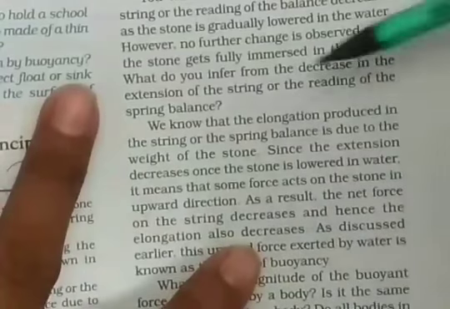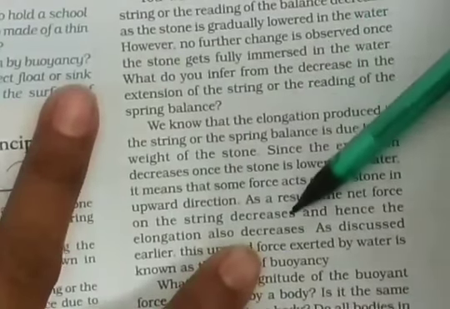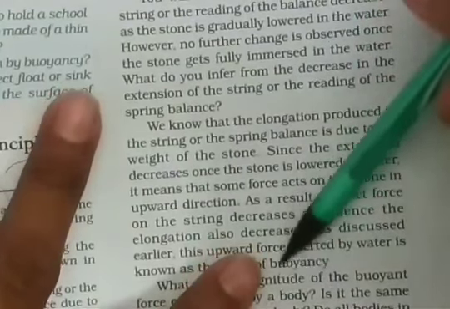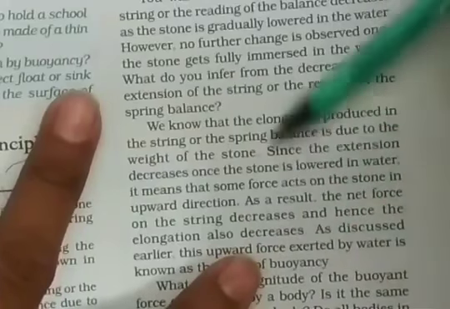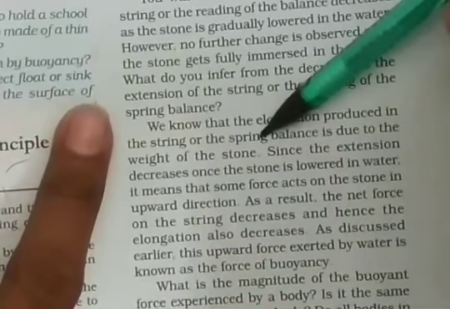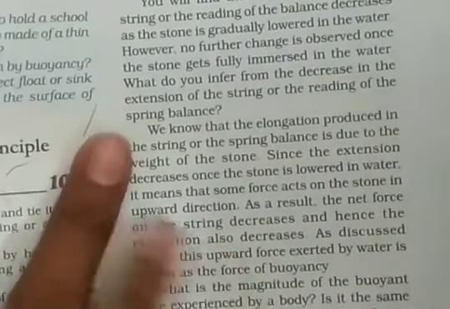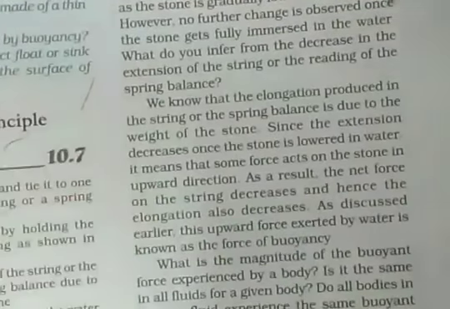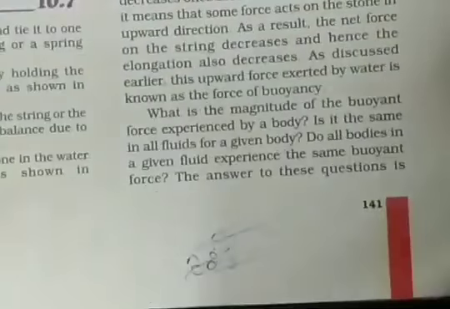Now when the stone is immersed fully in the water, what happens? The water is trying to push that stone up. So there is no elongation of that string. So now we will be curious to know the magnitude of buoyant force, what it is. There is some force which is acting on that body. So how much force is acting? We will try to find it out.